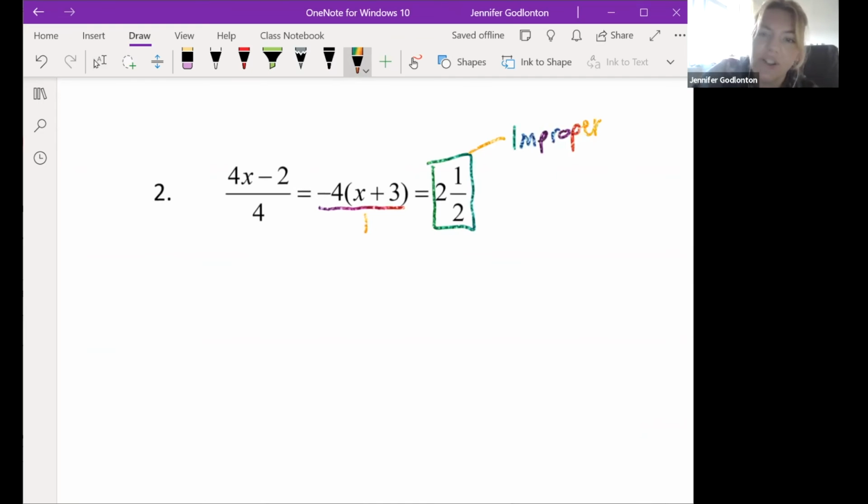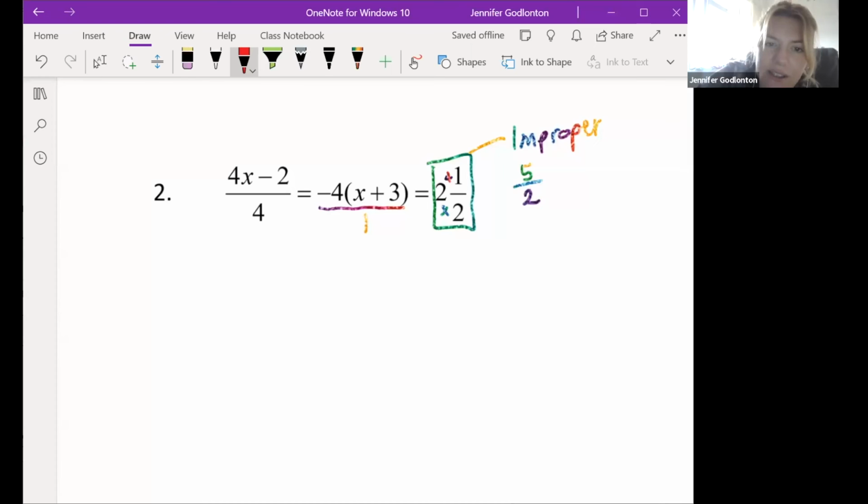If I was changing 2.5 to an improper fraction, what would that become? Who remembers how we change from a mixed number to improper? We're going to try and dig into our primary school maths brain here. Wouldn't you say 2 times 2 and then add the 1? Good. 2 times 2 plus 1. So that's going to be 5 over 2. So I recommend you start this question by writing it out like that.